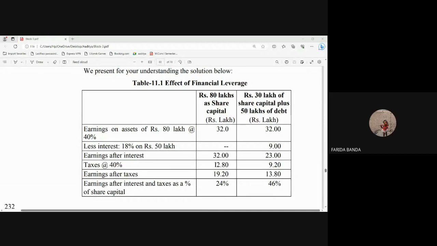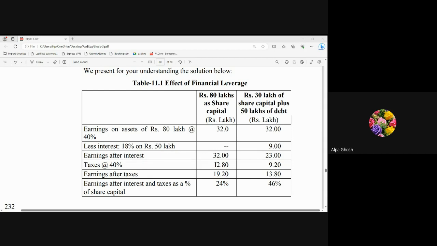Okay. Now we are supposed to pay tax on our income, and the tax rate is 40%. In the first case, income is 32 lakhs. 40% of 32 lakhs is 12,80,000. And in the second case, 23 lakhs is the balance, earnings after interest. We are supposed to pay 40% as tax on our income. So 40% of 23 lakhs is 9.20.